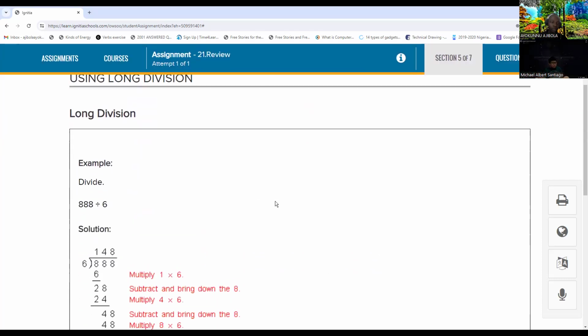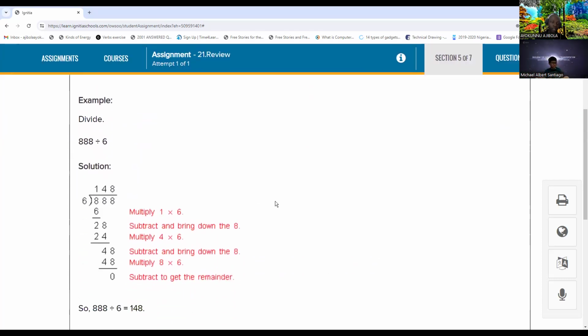Okay, long division. You already know long division, but let's look at this example. Divide 888 by 6. Now, Mickey, are you there? Yes. Okay, good. Now, 6 in 8 is 1. 1 times 6 is 6. 8 minus 6 is 2. Bring down the next 8. Is that clear? Okay. Then 6 in 28 is 4. 4 times 6 is 24. 28 minus 24 gives us 4. Then you bring down the last 8.